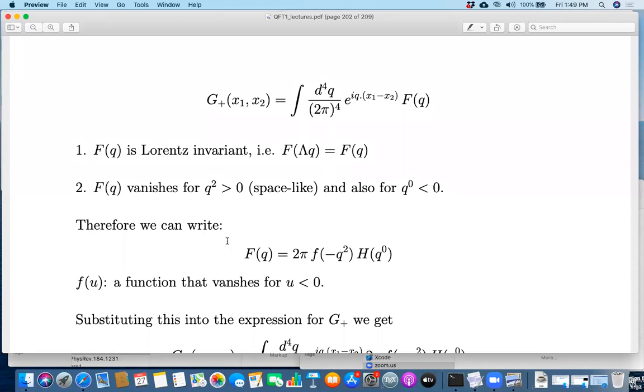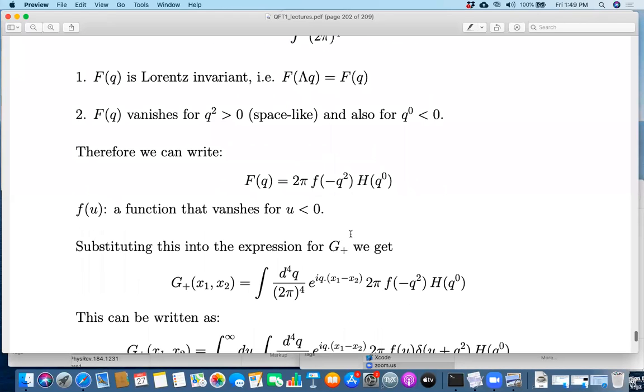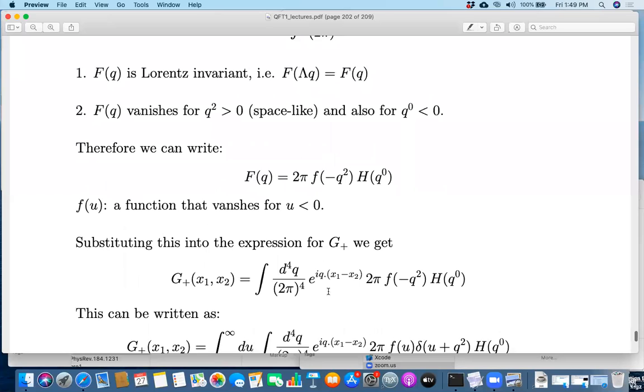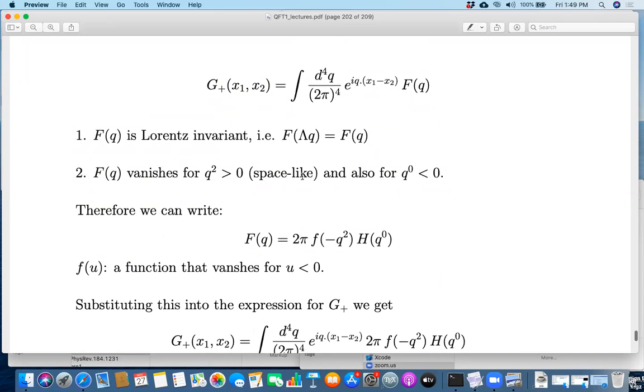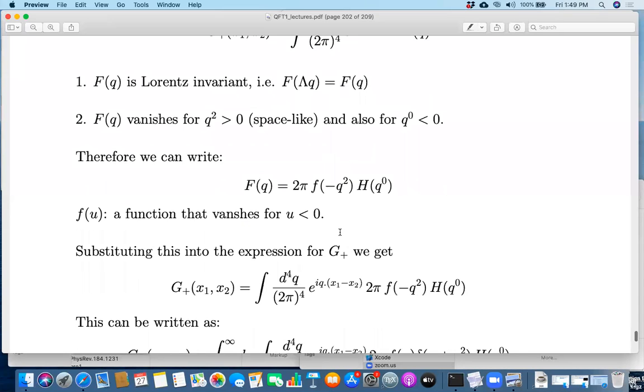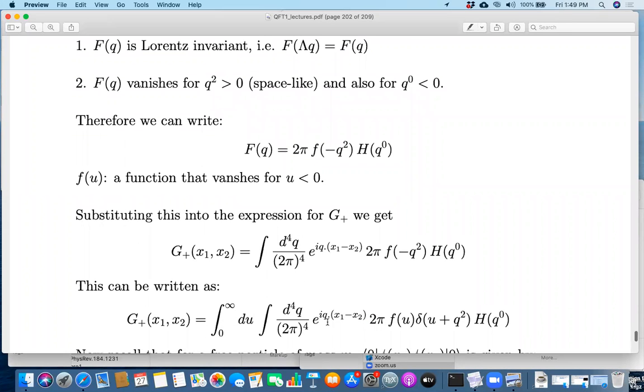Okay, so given that f of q has this general form, we are now going to substitute this in the expression for G plus. And here is the result. This is a direct substitution of this in the expression for G plus. And now we are going to write it in a slightly more complicated way, but it will become clear why you have written it this way.